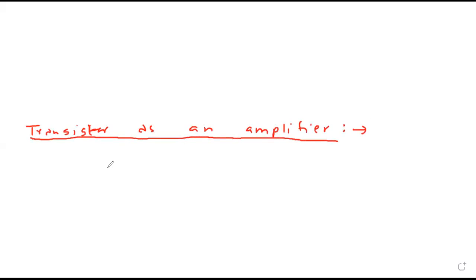Now, transistor as an amplifier. Transistor as an amplifier. The signal which has to be amplified is superimposed along with base voltage VBB.